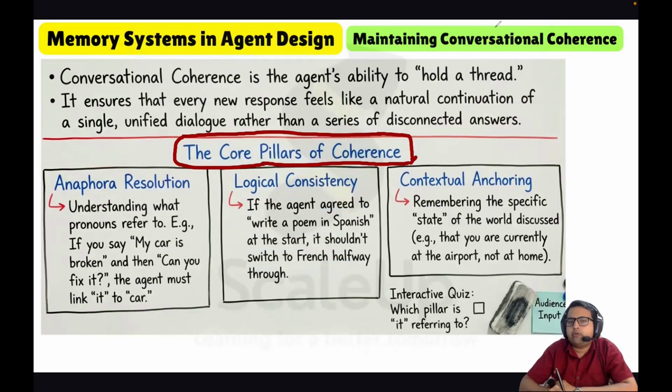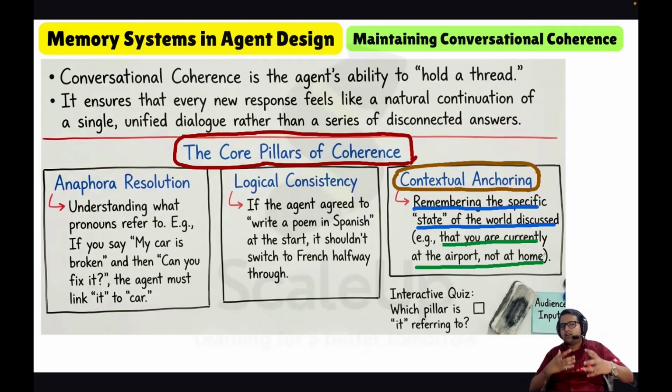And the third core pillar of coherence is contextual anchoring: remembering the specific state of the world discussed. Contextual anchoring means remembering the specific state of the world which is already discussed with the agent. For example, that you are currently at the airport, not at home. During the conversation, the agent should be very active in decoding the state of the world. If the user has informed the agent that he is at the airport, the agent should remember it, and while generating a response, it should be aware that the user is at the airport and not at home.